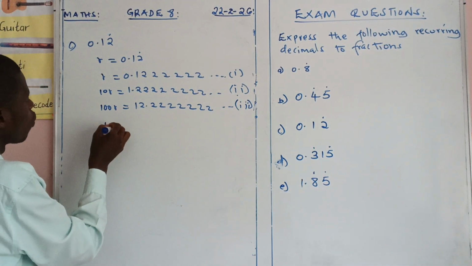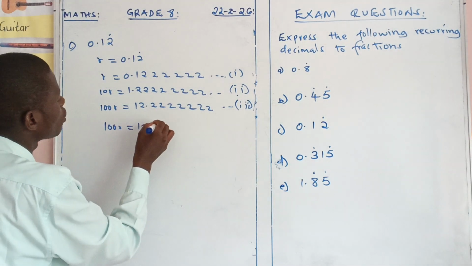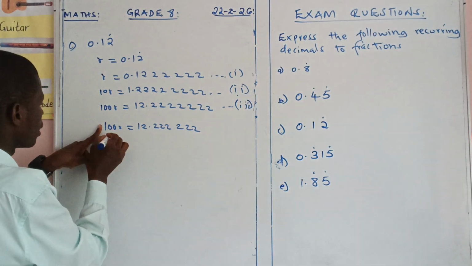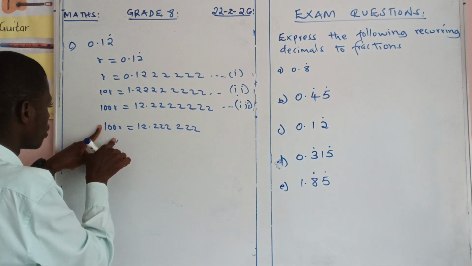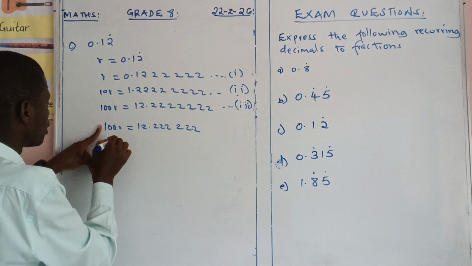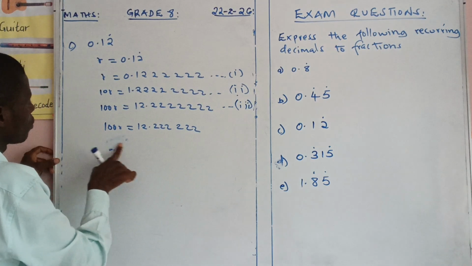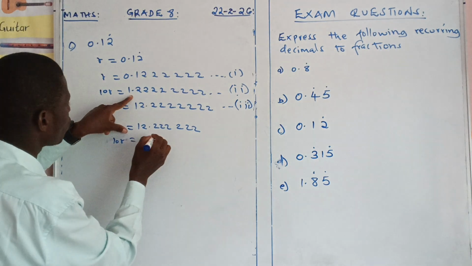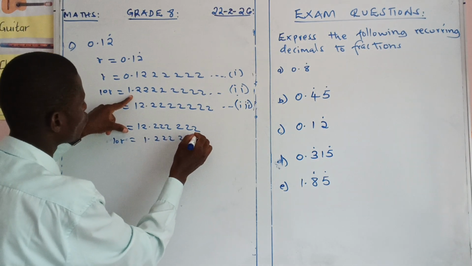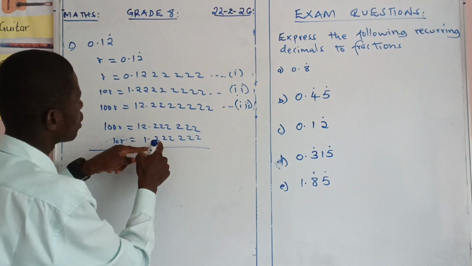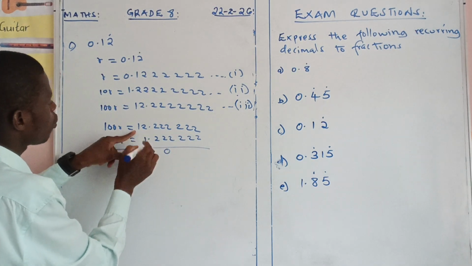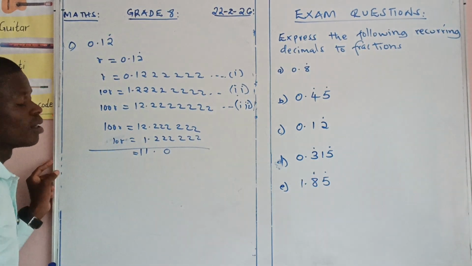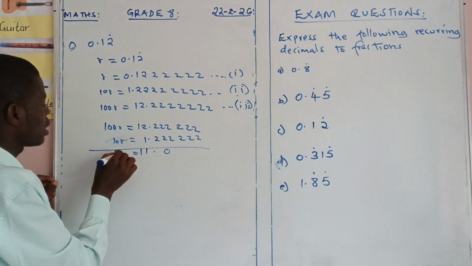So I'll say 100R is equal to 12.222222 minus 10R, and 10R is now 1.2222. So you see, if I subtract this side, I get 0 point. Here, what am I going to have? 11. Then it is equal to 100R minus 10R, that's now 90R.